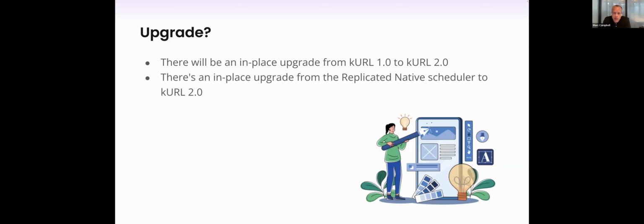And for anybody who's on the Replicated native scheduler, an interesting thing that we have here too is we can actually do an in-place upgrade from the native scheduler, which is running Docker, to kURL 2. So if you have an application, you have it deployed, we're happy to talk to you about that. It takes a couple of little scripts that we can help you do, but we can do in-place upgrades, assuming that the hardware is capable of running Kubernetes.